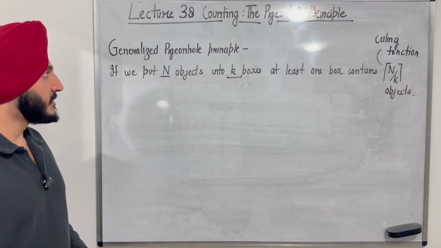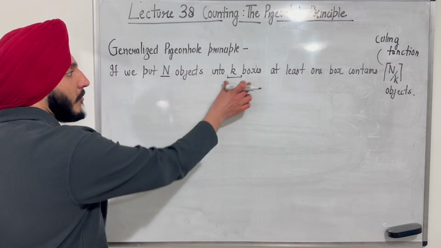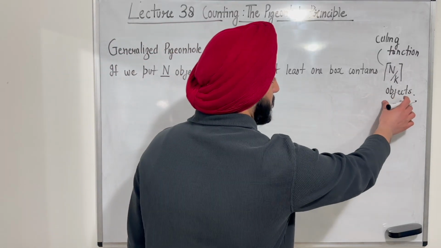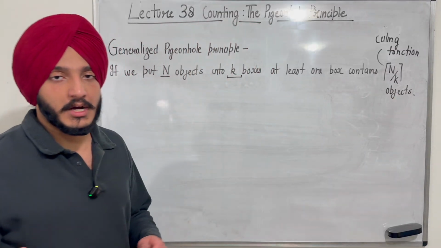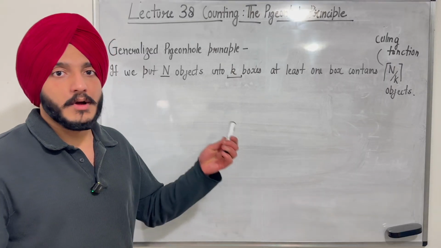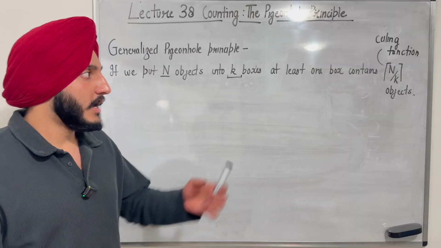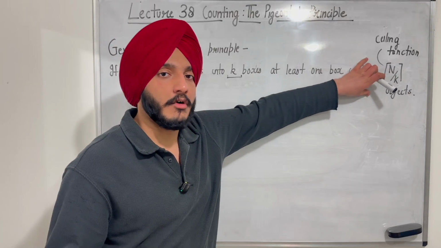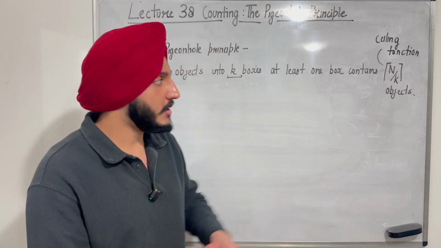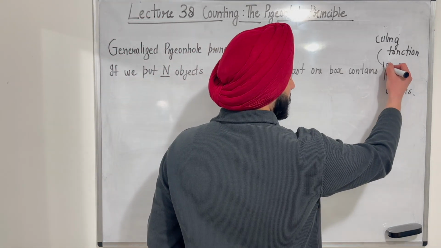Okay, so the idea is if we put n objects into k boxes, at least one of those boxes contains ⌈n/k⌉ objects. So if you remember in the last part, we considered at least one would have two or more objects in it. In this case, we are telling the formula for it. I'm saying it would have n divided by k to the ceiling function. This over here is pretty much the ceiling function, right?